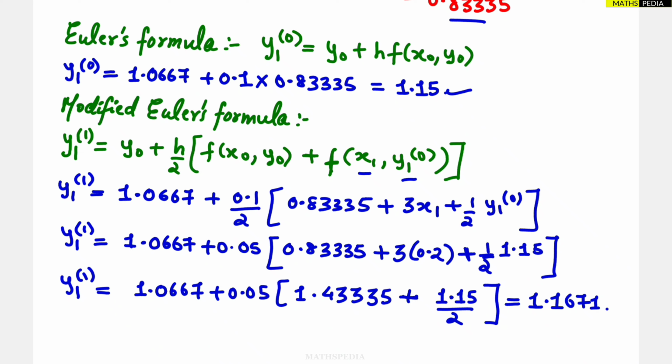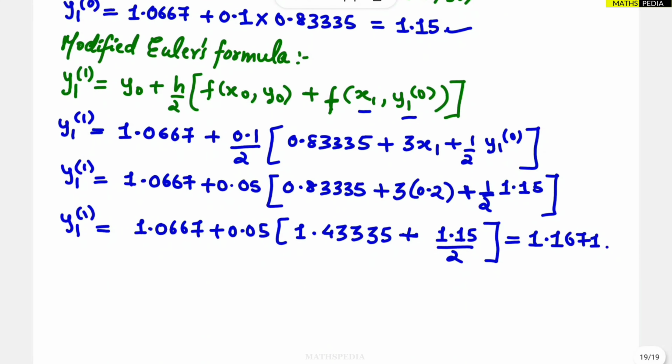Okay, so y1 of 1, you got this thing. Now remember this, that what will be changing now? Next iteration only this part will be changing, right? y1 of 1 it will become. So 1.15 has to be replaced with what? This particular value. So only this part will be replaced, 1.15. Rest all will remain same.